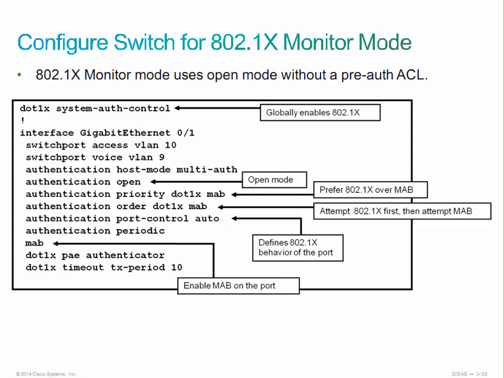We can also specify the order for the port using the authentication order command. In this case, we have .1x followed by MAB. Usually we want to identify that we're going to use 802.1x first, followed by MAB. But there may be a scenario where MAB is essentially the primary method, and then 802.1x would be the secondary method, based on what's happening in your particular environment.